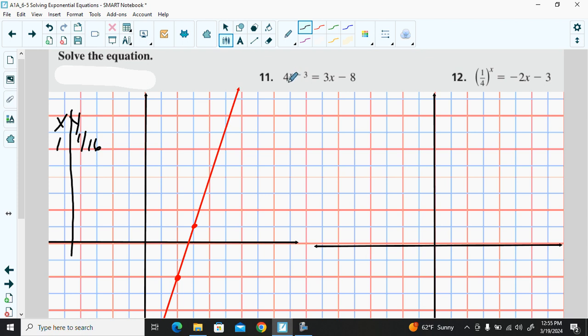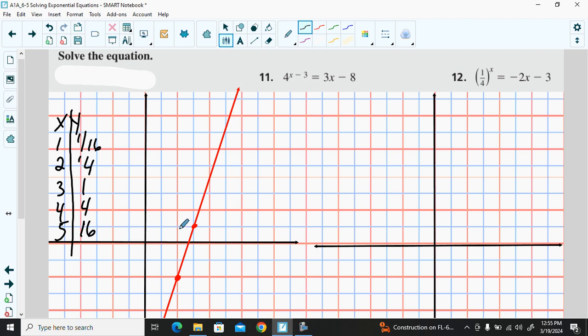If I replace x with 2, 2 minus 3 is -1, so it's 1 over 4. So let's use 1, 2, 3, 4, and 5. 3 minus 3 is 0. Anything to the 0 is 1. 4 minus 3 is 1. 4 to the first power is 4. And 5 minus 3 is 2. 4 squared is 16. All right, that should be good enough.